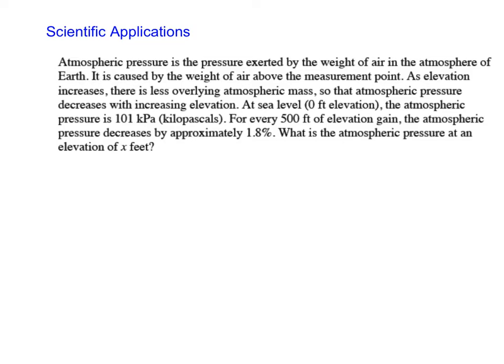At sea level, 0 feet elevation, the atmospheric pressure is 101 kPa. That's kilopascals. For every 500 feet of elevation gain, the atmospheric pressure decreases by 1.8%. What is the atmospheric pressure at an elevation of x feet?